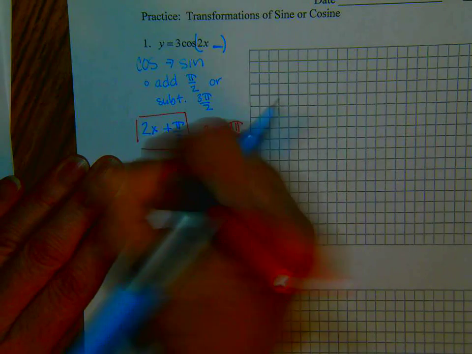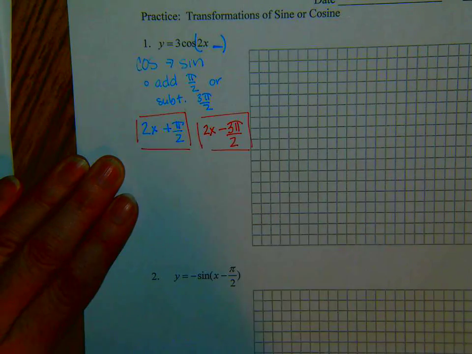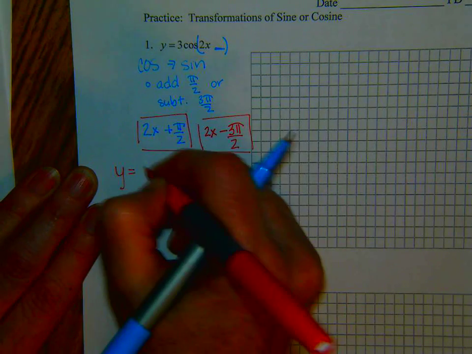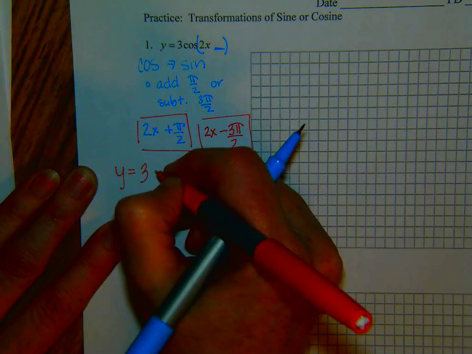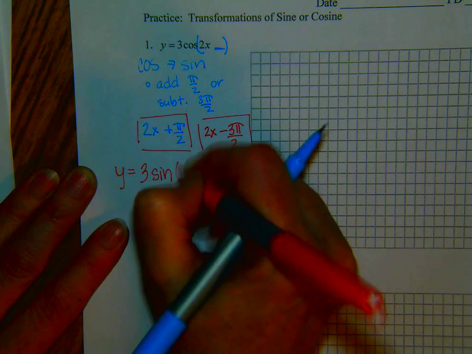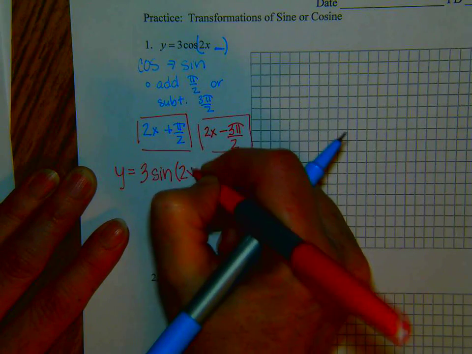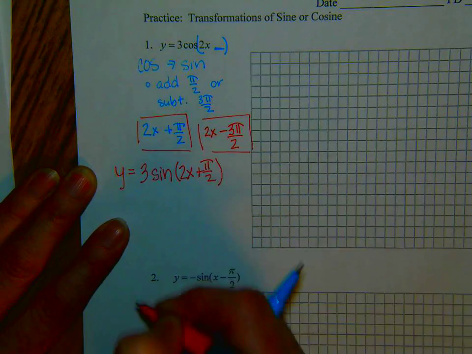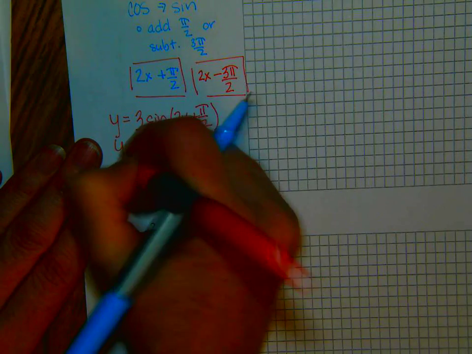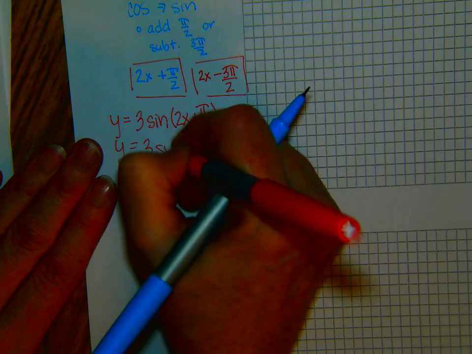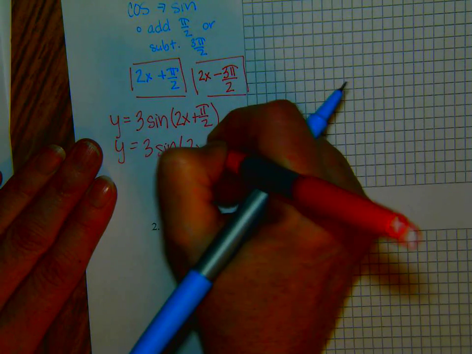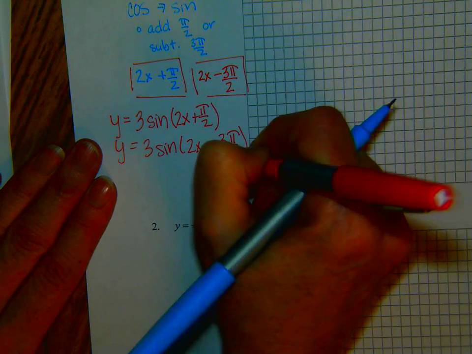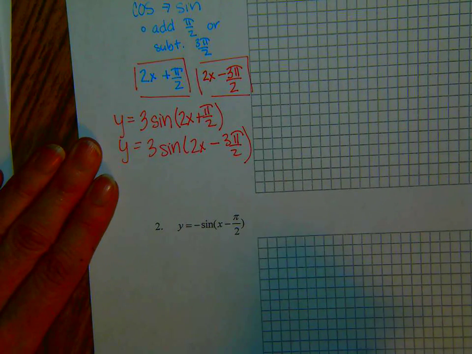These are our new shifts, and we're going to put them into our new function, which is going to be a sine. So we're first going to have y equals, we keep everything else the same, 3 sine, we've got our new shift, b stays the same, 2x plus pi over 2, there is no d value. Or we have y equals 3 sine 2x minus 3 pi over 2. Okay, well, how do I know that this worked?